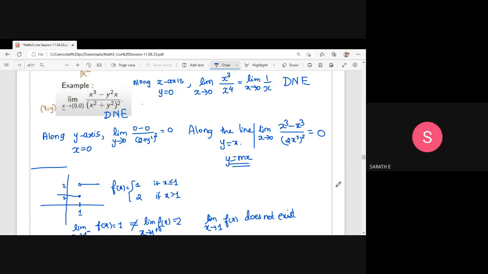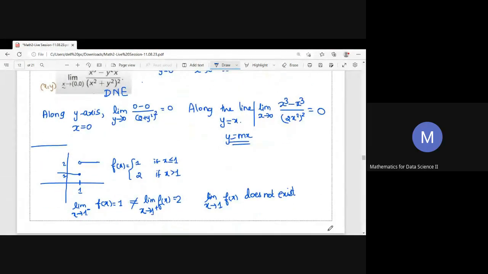In one of the problems we had to use a parabola. I don't remember the problem. There is one example I have next where I have used a parabola. So this is one example where the left-hand limit and right-hand limit are not coinciding.